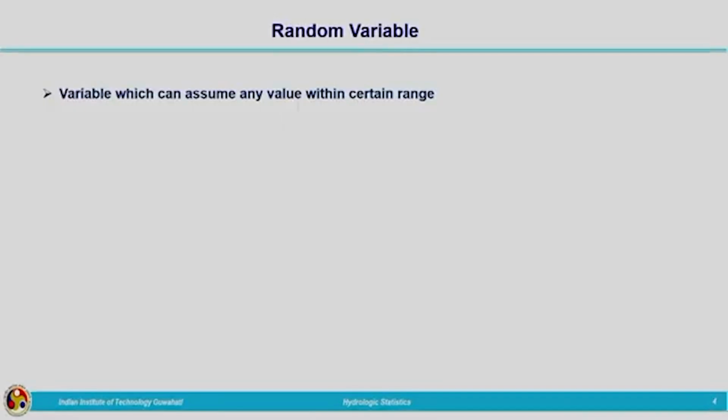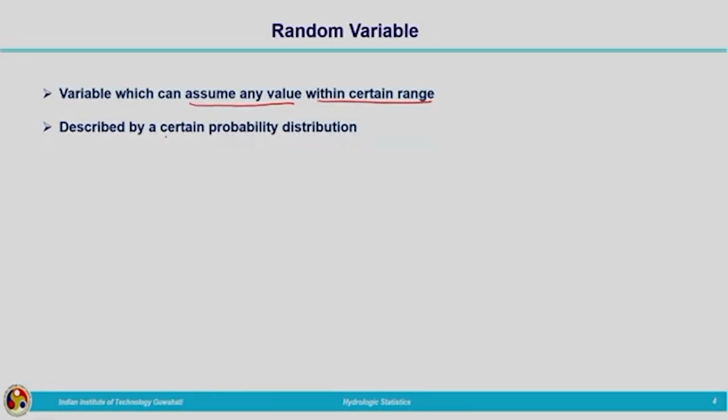Now coming to random variable. What is meant by random variable? Just as I have explained with the case of rainfall, a random variable is the one which can have any value between a certain range. It is the variable which can assume any value within a certain range. We cannot exactly point out at a particular location at a particular time this will be the rainfall which is going to occur tomorrow or any date. It can be any value within a certain range.